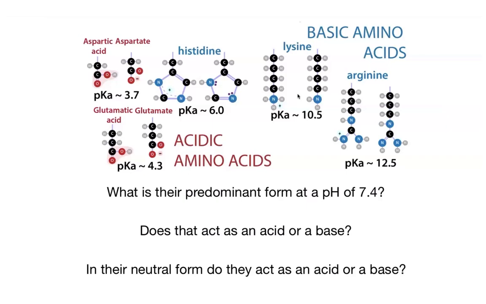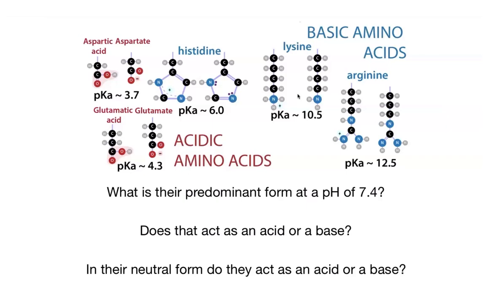So let's think first about what's the predominant form at a pH of 7.4. How are we going to go about this? Well, we can compare their pKa to the pH. Remember that at a higher pH, there are going to be fewer protons available, and at a lower pH, there are going to be more protons available. And so if you are at a pH that is above your pKa, this means that you're more likely to be in the deprotonated state.